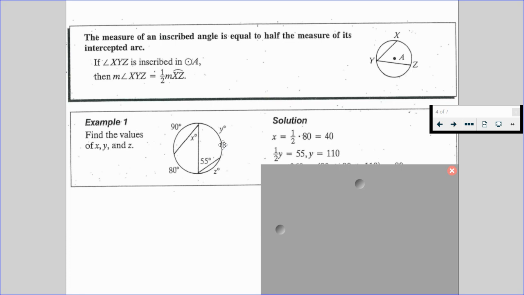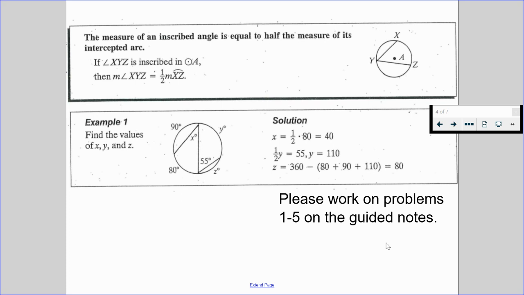Now, to find z, we're going to take 360, which is our total degree measure of a circle, and subtract all those other measures of each arc. So 360 minus the sum of 80 plus 90 plus 110 is going to give us 80 degrees. So z is 80 degrees. With this in mind, please work on problems 1 through 5 on the guided notes and resume when you're ready to move forward.